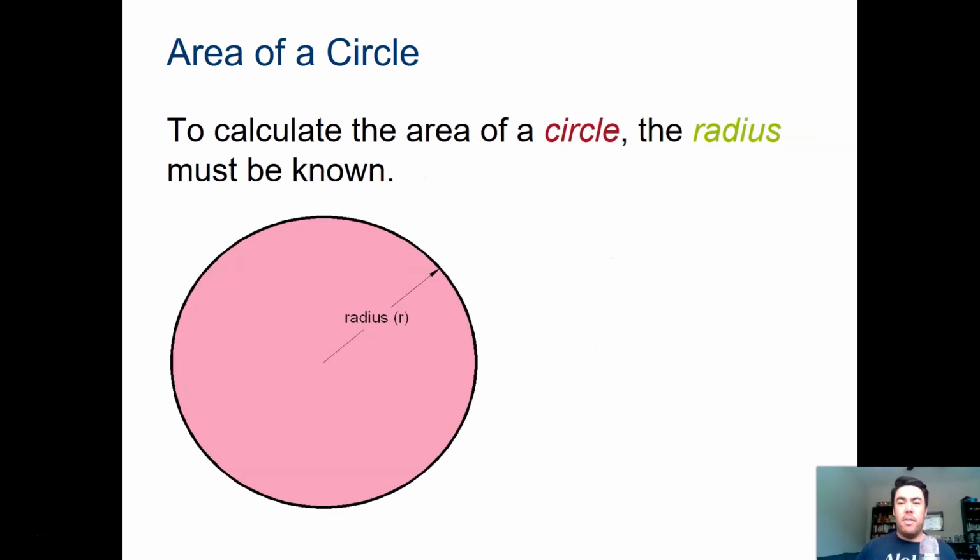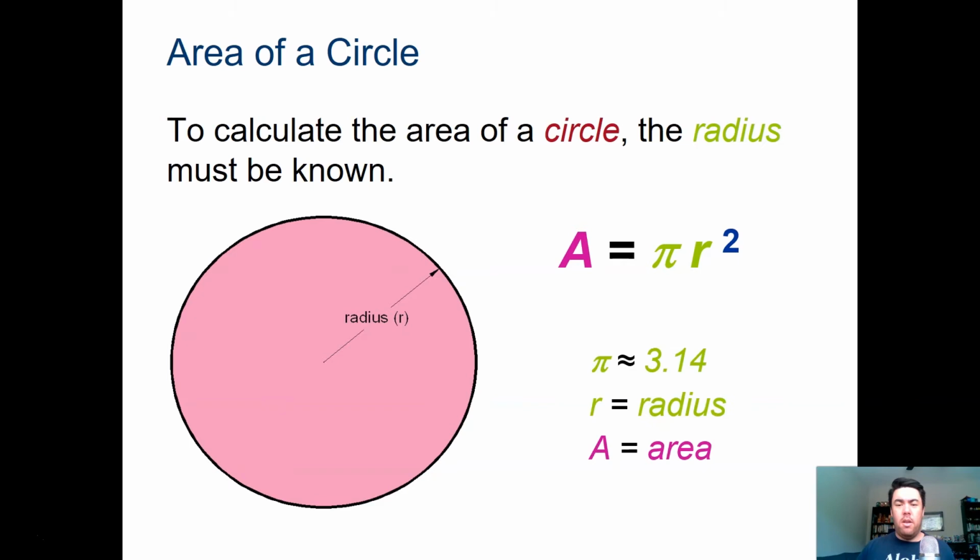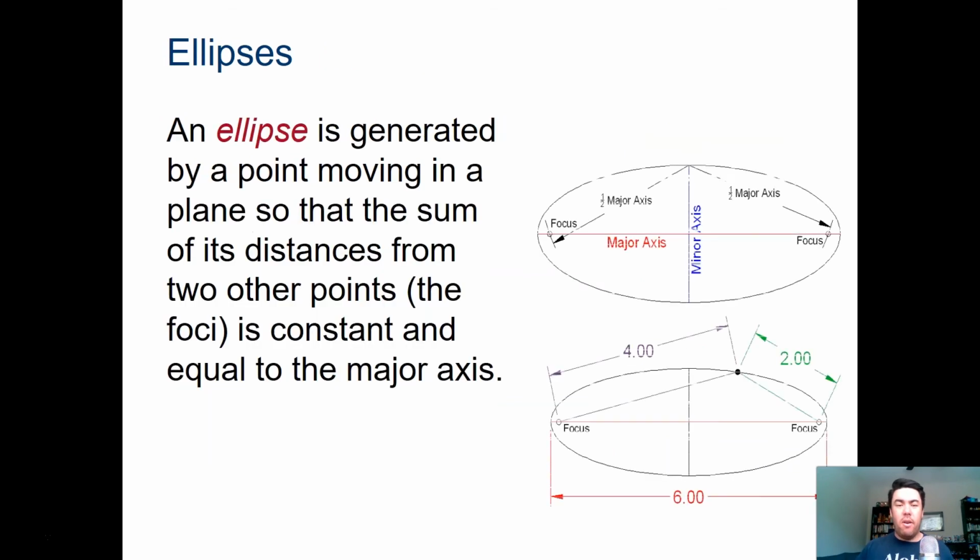To calculate the area of a circle, we must know the radius or the diameter. We can divide the diameter by 2 to get the radius, and area equals pi r squared. Pi is approximately 3.14, r stands for radius, A stands for area.